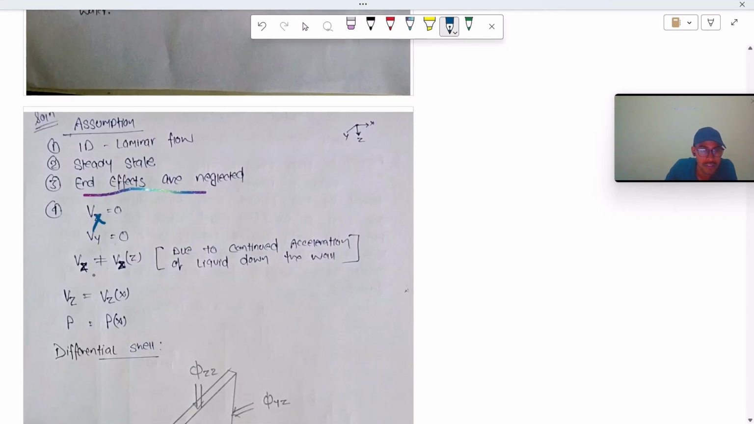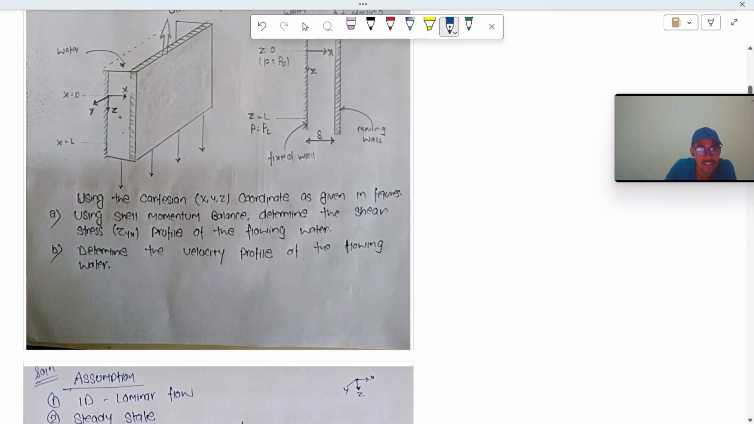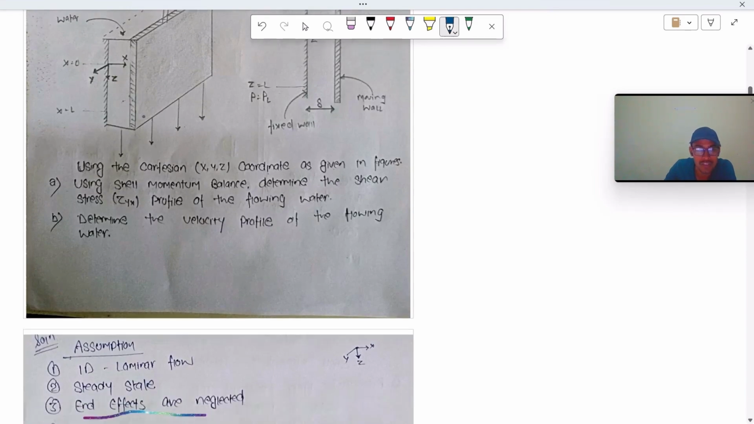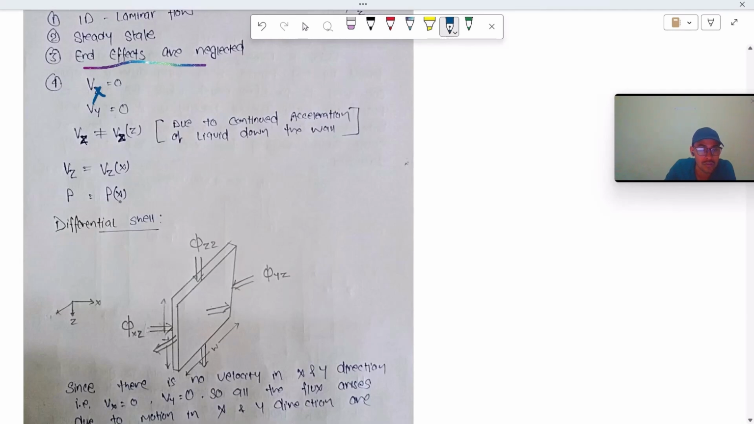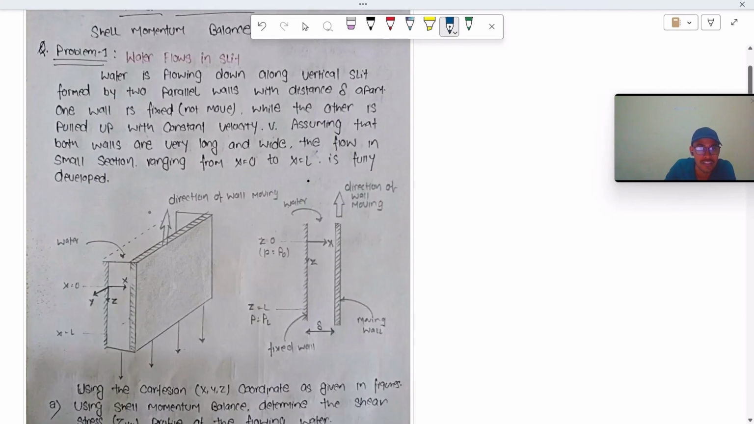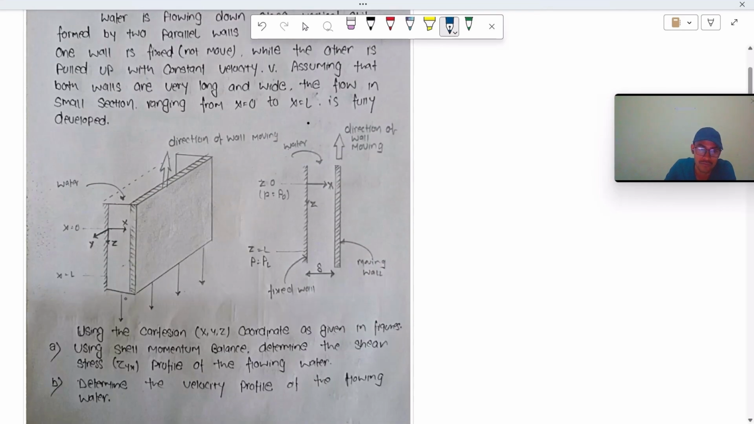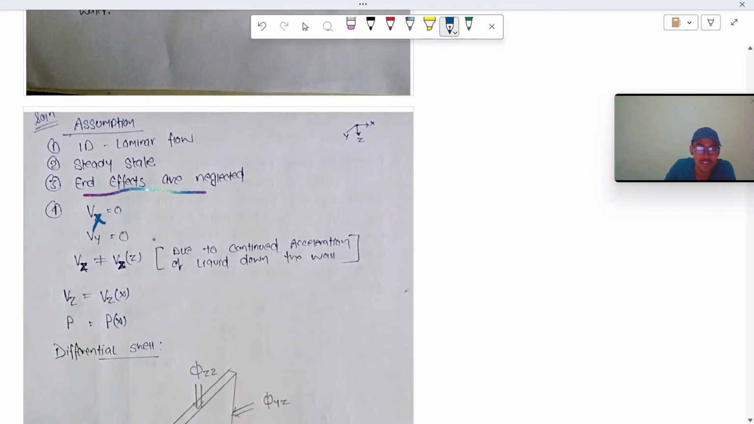Also Vz is not a function of z, because there is no acceleration in this direction and the liquid is incompressible. Vz is a function of x, and pressure is also a function of x. Pressure is not a function of z, since the water is incompressible. These are our assumptions through which we will try to solve this problem and develop the flux profile and velocity profile.